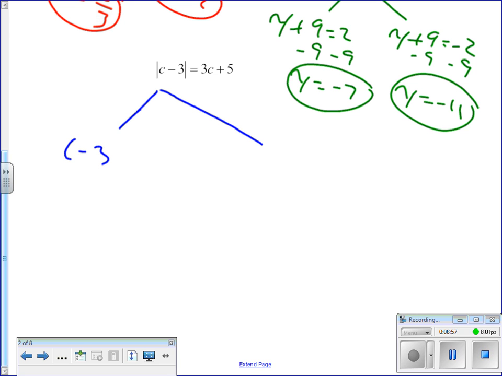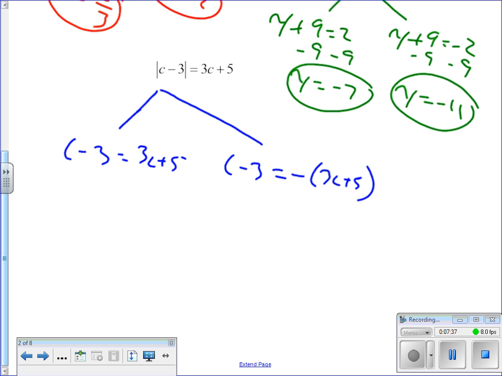So I have c minus 3 and c minus 3. And c minus 3 is equal to what the absolute value is equal to: 3c plus 5. And equal to the opposite of that: negative 3c plus 5. This is where you need to be careful, because it's not equal to negative 3 plus 5. It's equal to negative, 3c plus 5 in parentheses. The most common mistake students make when they do this is they only change part of what it's equal to.